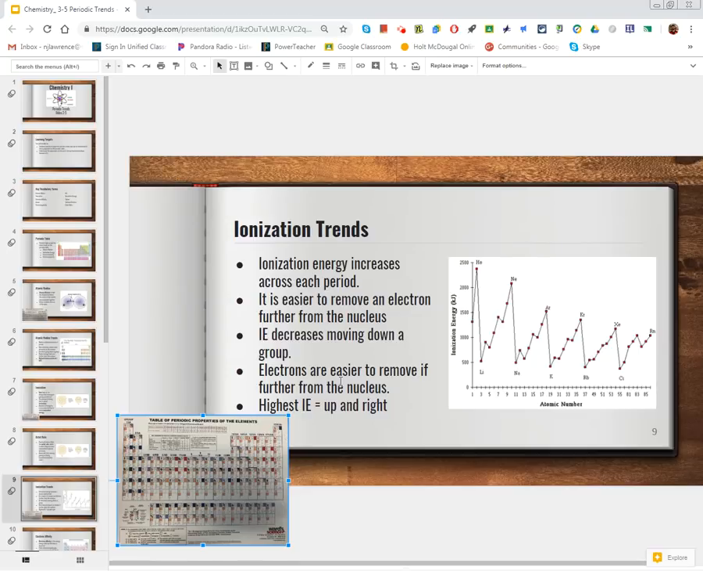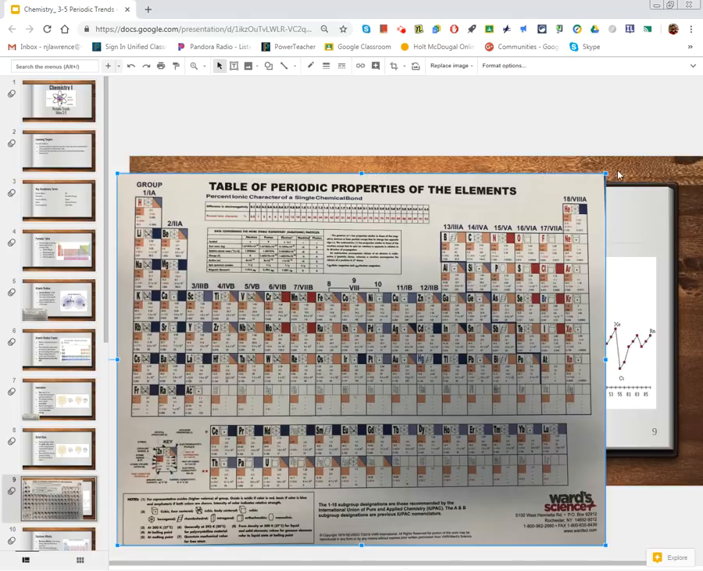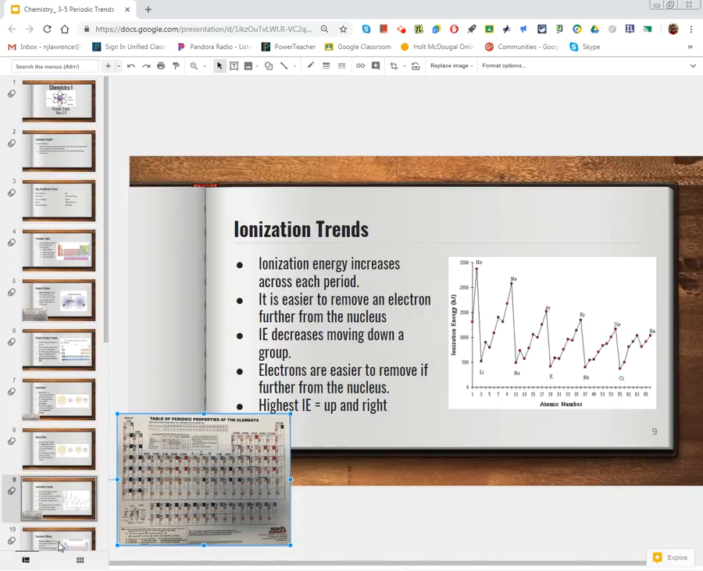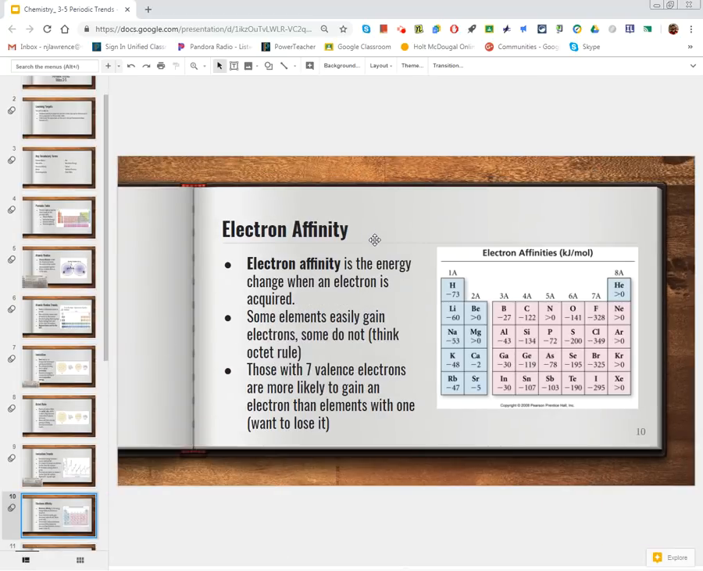One other way to think about this is that the highest ionization energy is up and to the right. So who is it really hard to steal electrons from? It's really hard to steal electrons from helium. It's really hard to steal electrons from fluorine because, again, helium is stable, and fluorine actually is the opposite. He wants to gain electrons. And that's what electron affinity is. Electron affinity is the energy required to take an electron. So electron affinity is the energy change to take an electron.